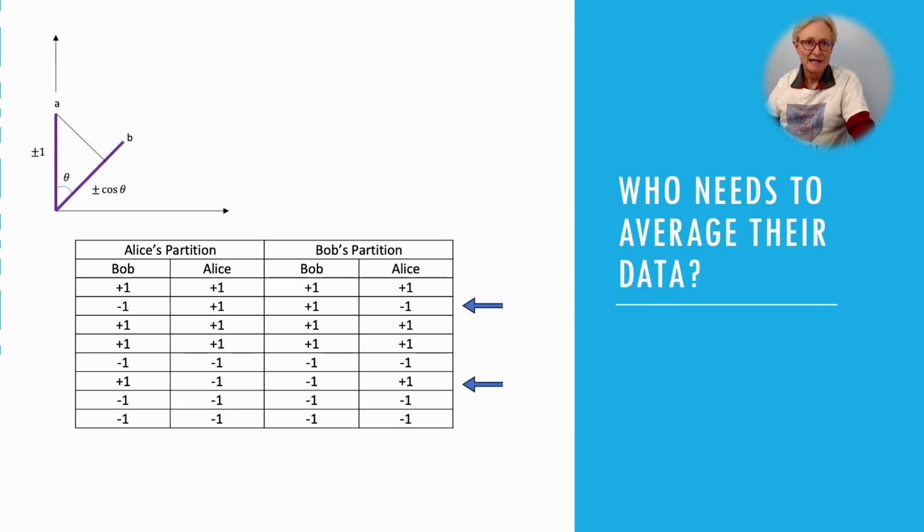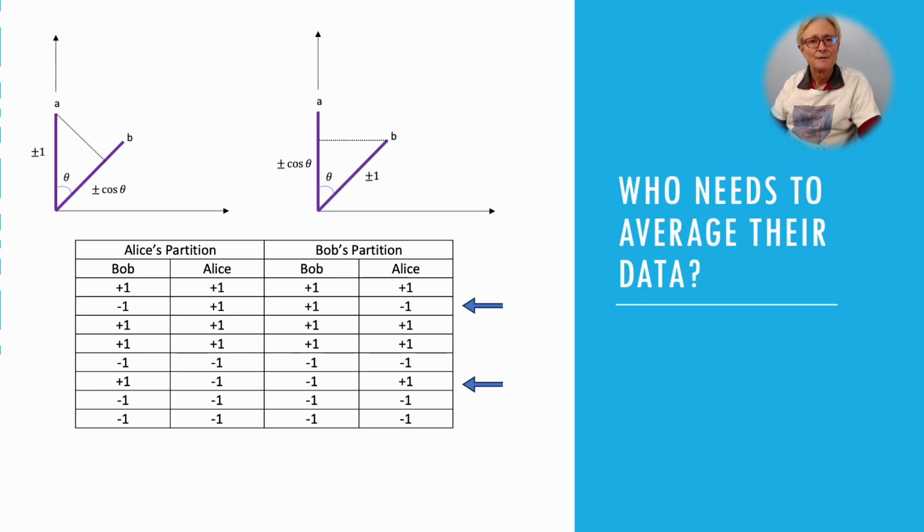Similarly, consider the following data obtained by Alice and Bob when making spin measurements on a pair of spin-entangled particles with theta equals 60 degrees. Alice and Bob agree that these data are correct. When Alice orders the data per her plus or minus 1 results, it shows clearly that Bob's data averages to plus or minus cosine theta, or 1/2, according to average-only conservation from her perspective.